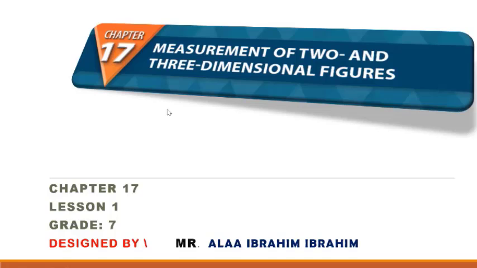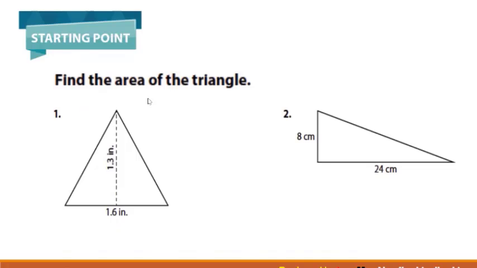Grade 7. Today we start chapter 17, measurement of 2 and 3 dimensional figures. I'll start with a revision of how to find the area of a triangle. Remember, we find the area of a triangle with this formula: A equals half times B times H, meaning half times base times height. So half times 1.6 times 1.3 gives me this answer, 1.04 inch square.